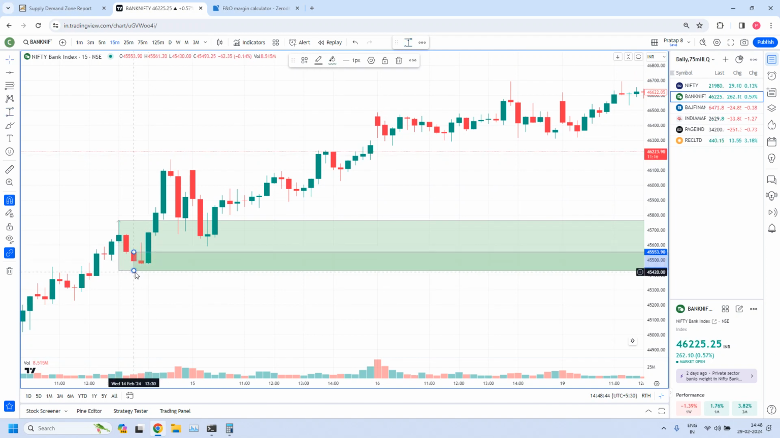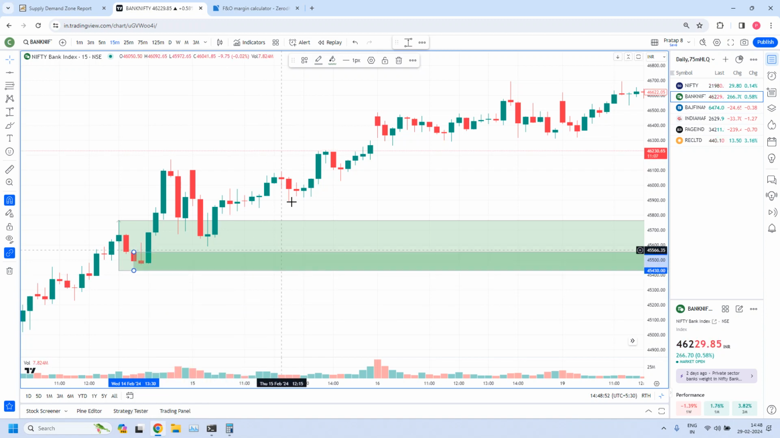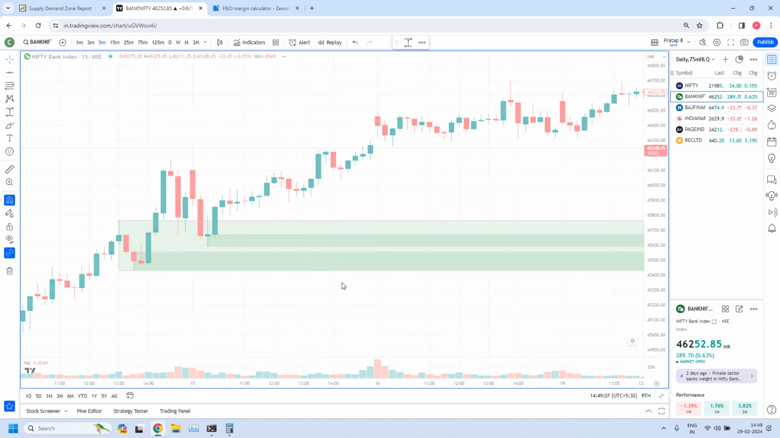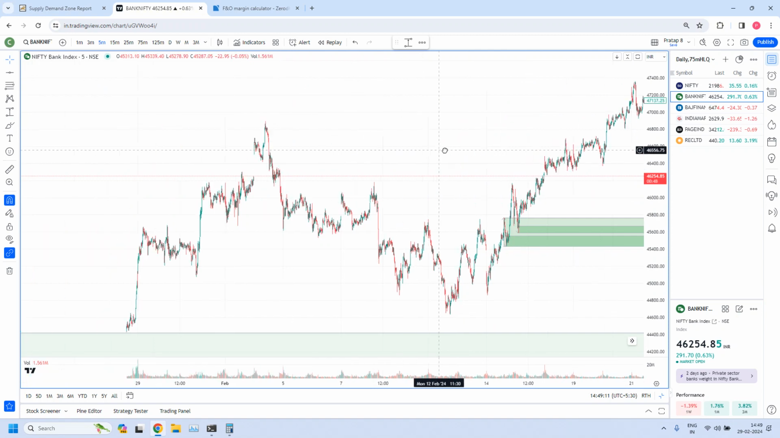I am drawing type 2 level. This is a 15 minutes demand zone. This is another 15 minutes demand zone. So we have two 15 minutes demand zones. And we need to find fresh zones inside this. So for that, go to 5 minutes time frame. Let us fine tune.